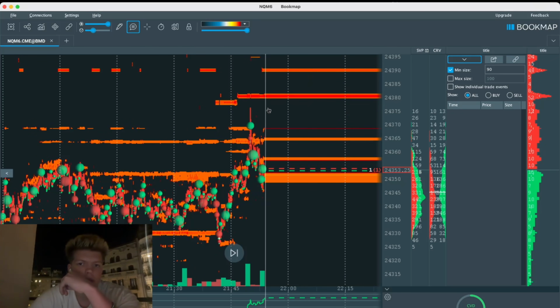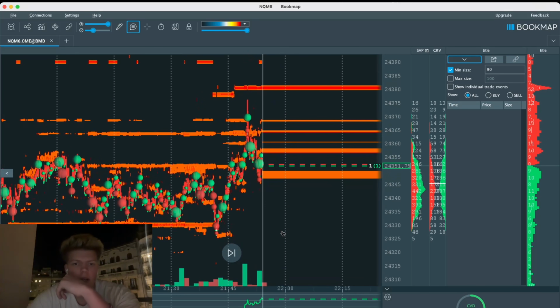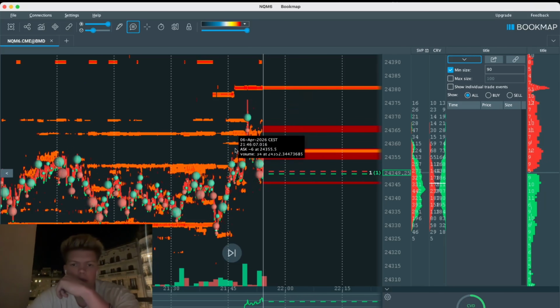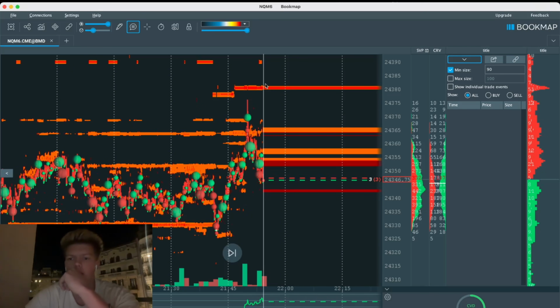And notice how we're kind of trading into this 24,380 level, like I mentioned. Will we get there? Who knows? But with Bookmap, it literally gives you when to enter and when not to enter. I would not be looking to trade until we come into this level, and once we come into this level, that's when I can look to find trades.